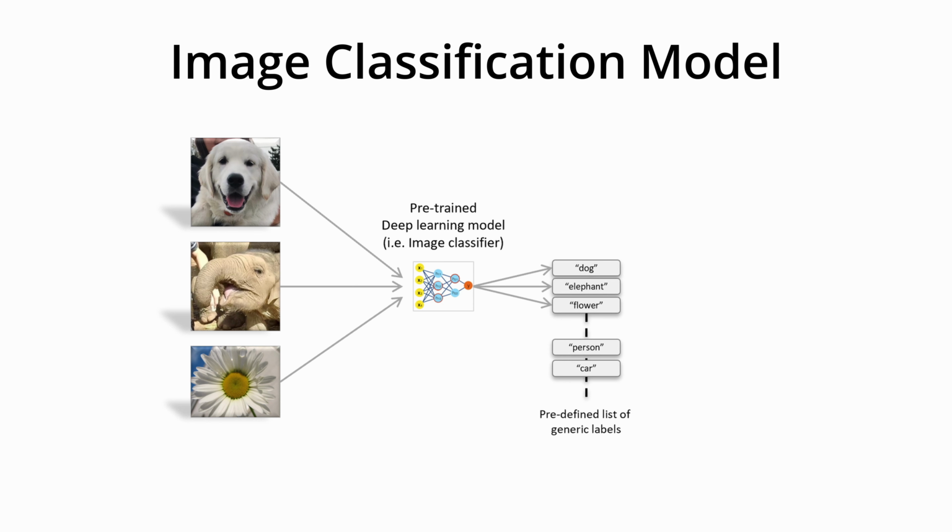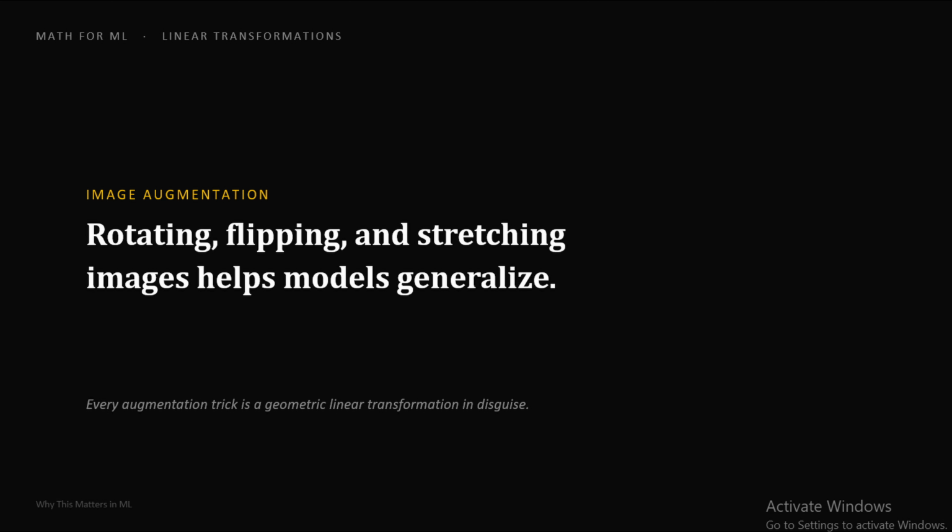These transformations are not only important for building intuition, they are also widely used in computer vision and machine learning. For example, when training an image classification model, we often rotate, flip, or stretch images to create new training examples. This process is called image augmentation, and it helps models generalize better.